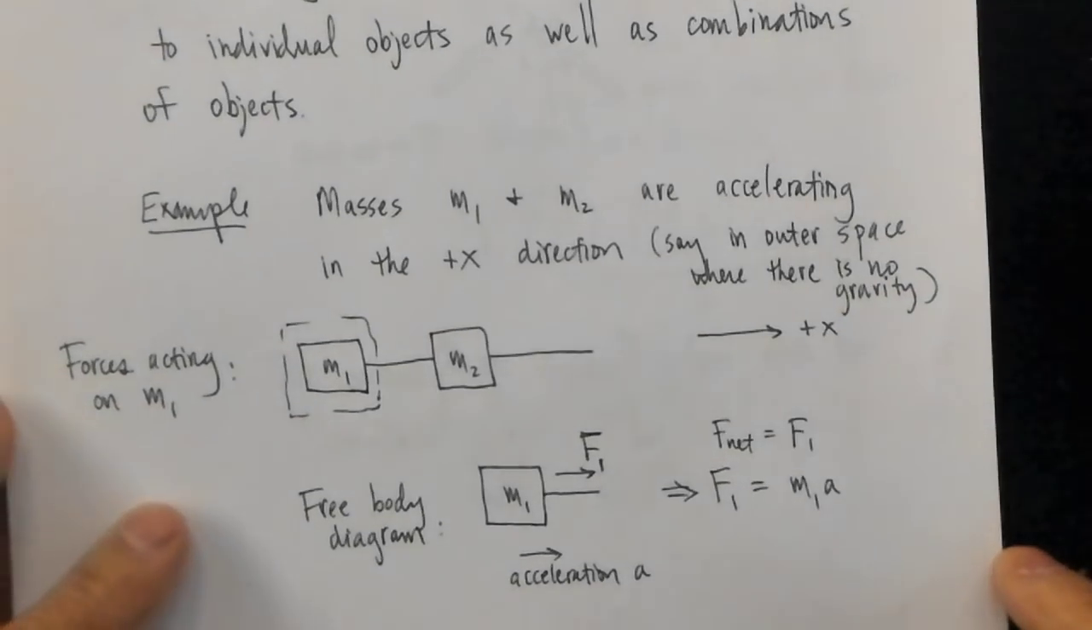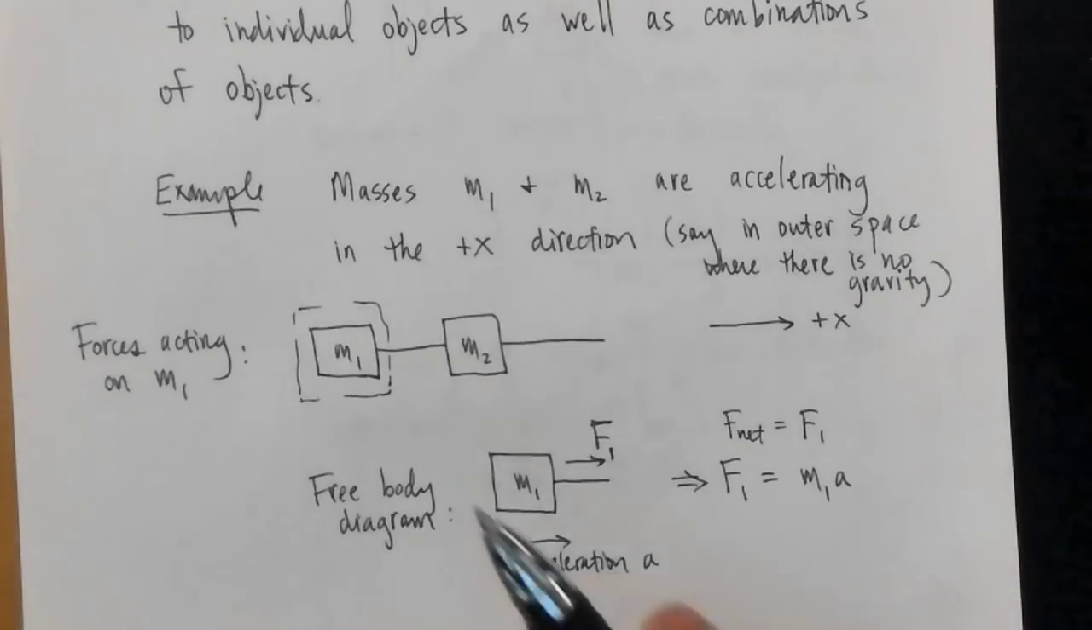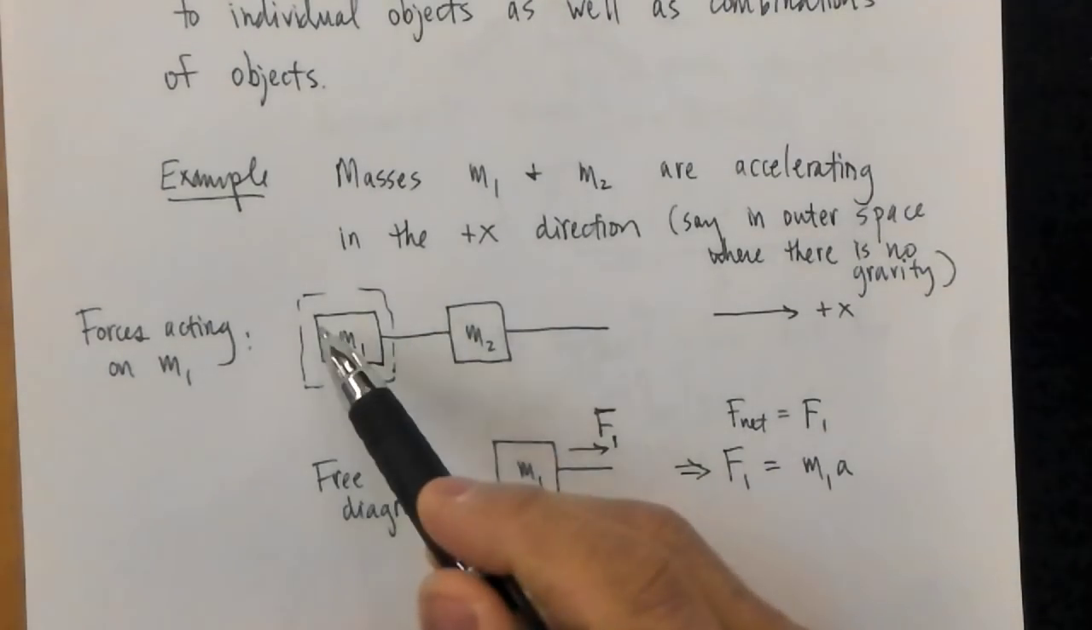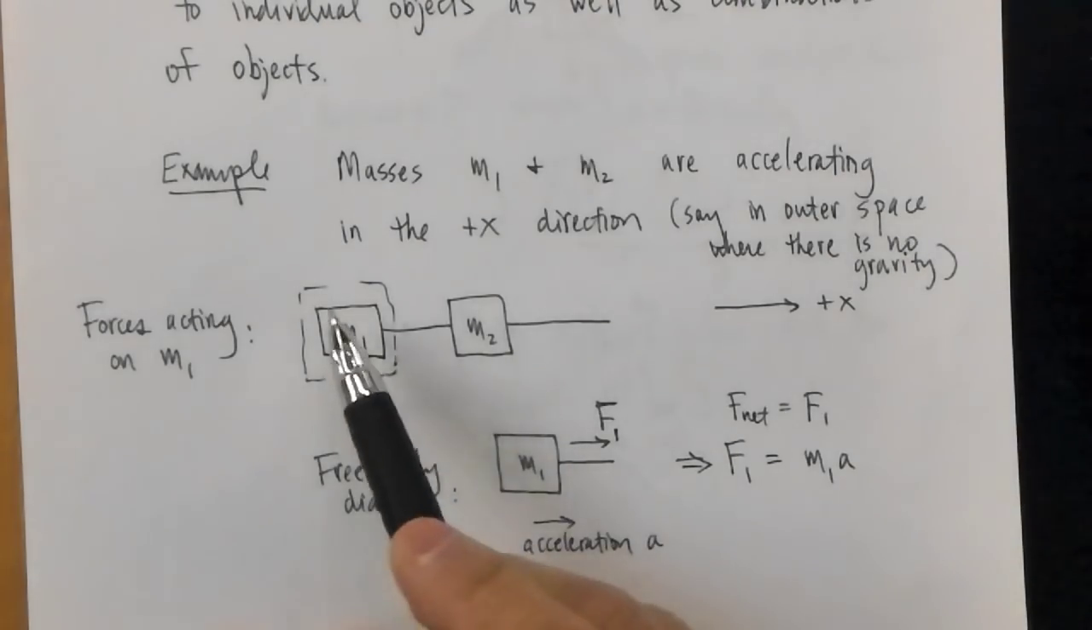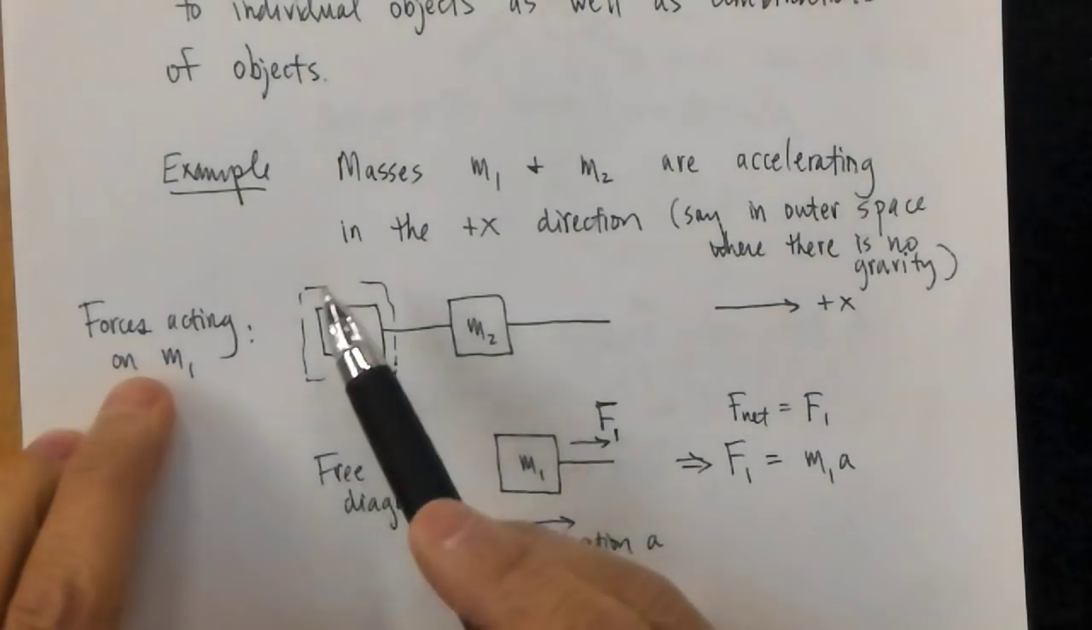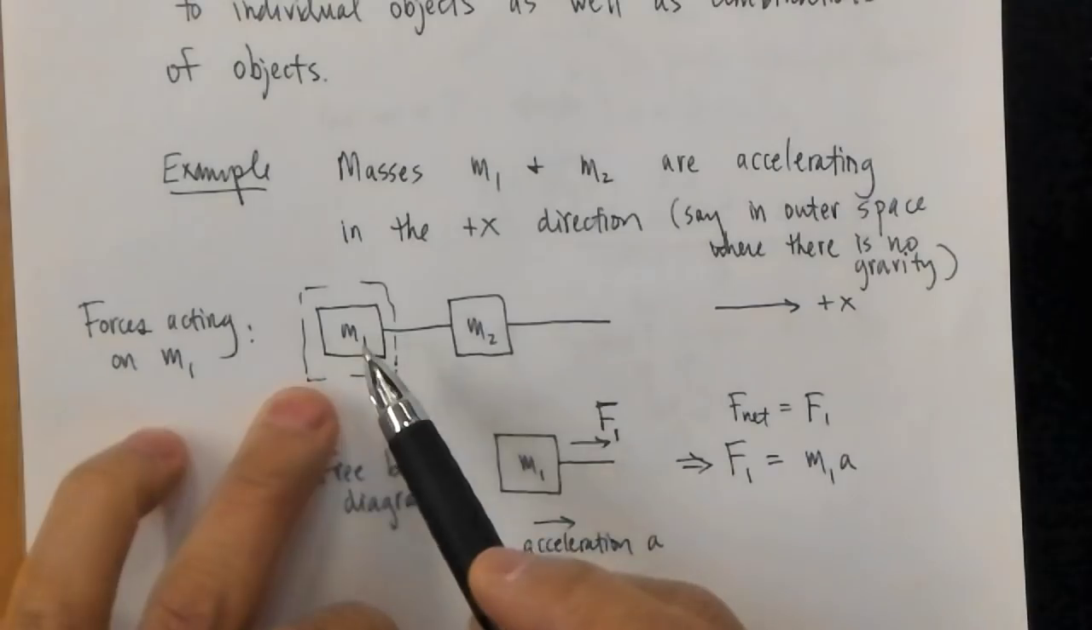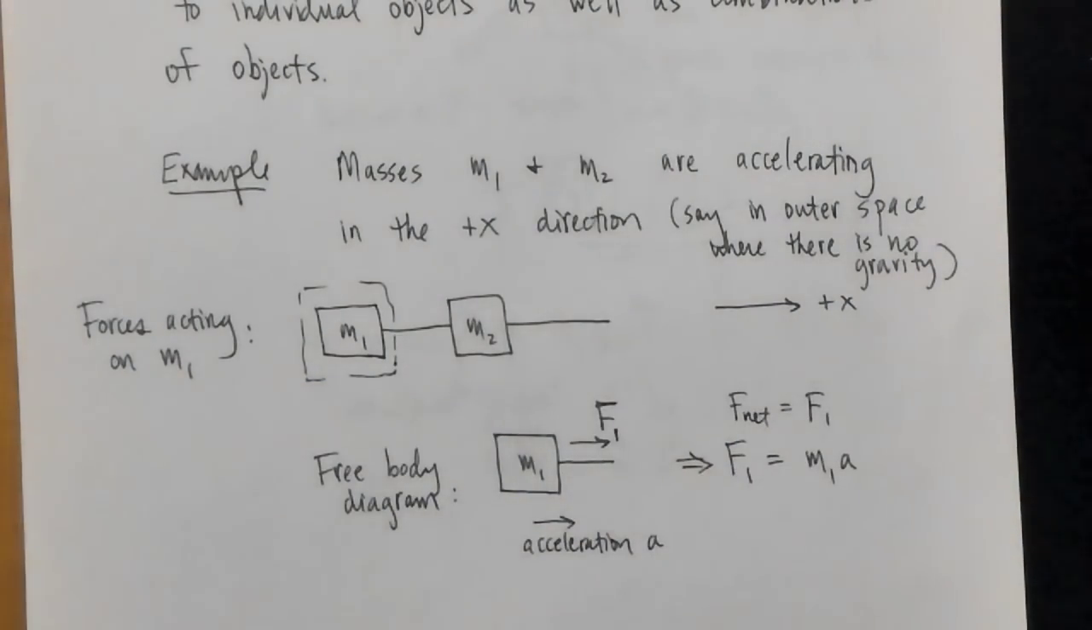And what we can do is analyze what's going on either for an individual mass or for both masses together. Okay, so let's consider what would happen if I look at just the individual mass m1. We know m1 and m2 are accelerating together. If they're connected by a string, they accelerate together. If they're pushing each other, then they are again accelerating together.